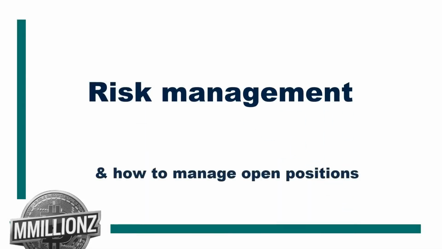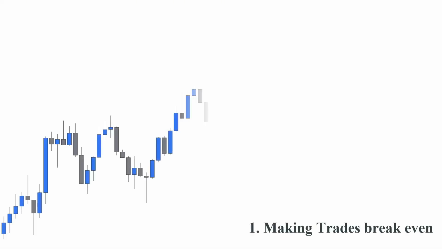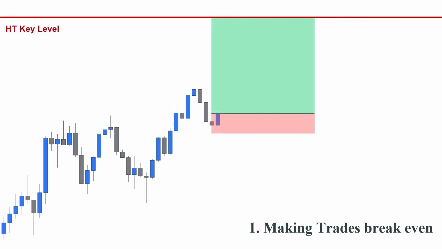Now that we discussed the money management concepts, let's continue with some of the risk management techniques and how to manage open positions to maximize profits. Let's start with the most basic technique, which is making the trades break even. Imagine we have an uptrend with a series of higher highs and higher lows, and we want to trade with the dominant trend. We go long and put our stop loss below this swing low. We target the higher time frame key level, which could be a turning point for the price.